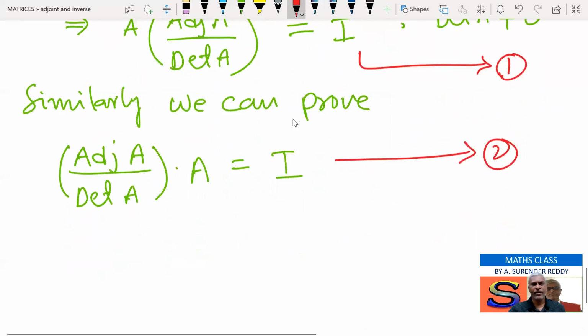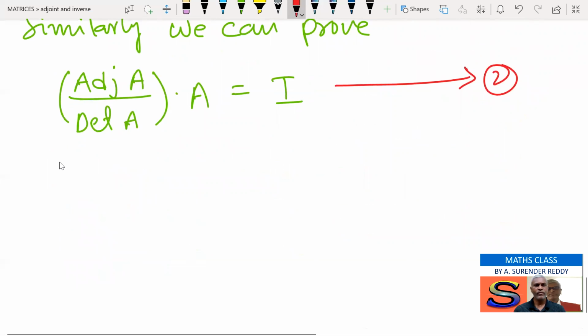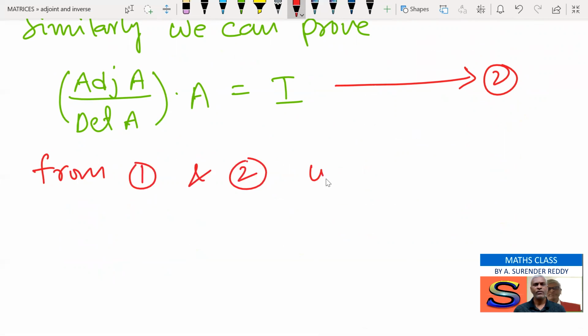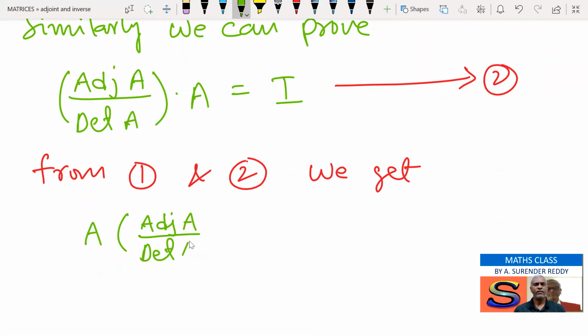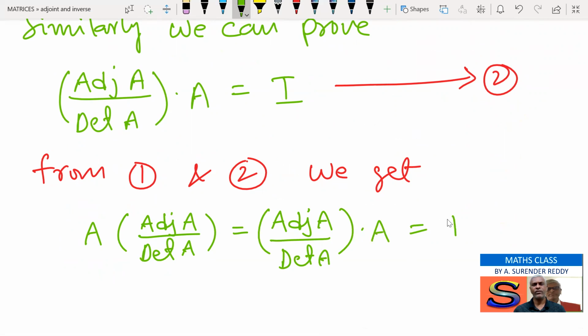So by 1 and 2, combining 1 and 2, now from 1 and 2, we get A into adjoint A by det A, or adjoint A by det A into A is equal to I.